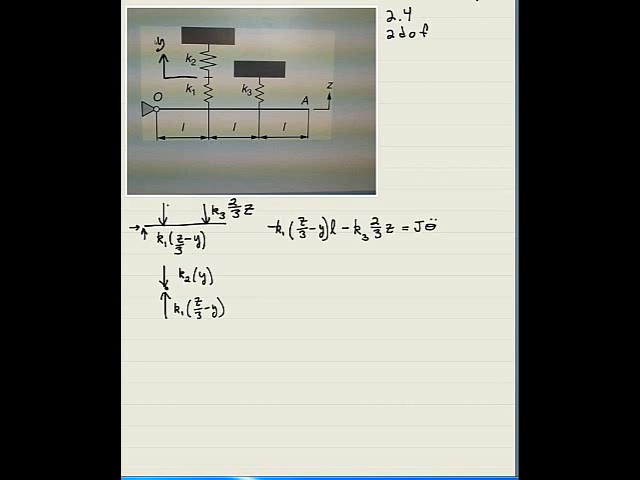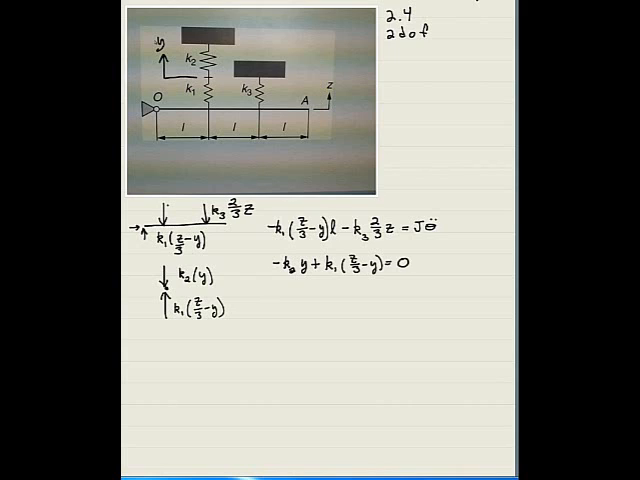Alright, now for the other equation, what I'm going to do is sum forces. So up is positive, so what I have is a minus K2 y plus K1 times (z over 3 minus y). And that equals, the mass happens to be 0 because there's no mass or anything there, so the mass is 0 times the acceleration, so that gives me 0.